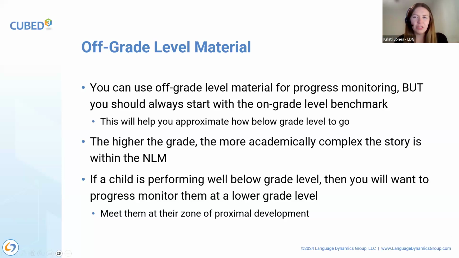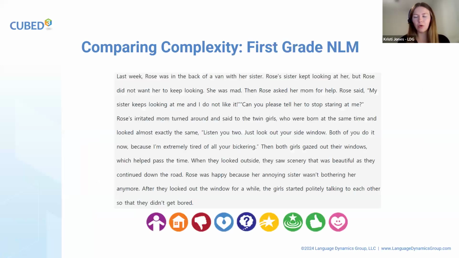So let's talk about the different levels of complexity that we see within our NLMs. I'm going to show you 3 of the different NLM progress monitoring stories across 3 different grades so that we see how they change regarding length, story grammar, complex academic language, and what have you. So first, we've got the first grade NLM. I believe this is from just the first progress monitoring story. So I'm just going to read this story through.